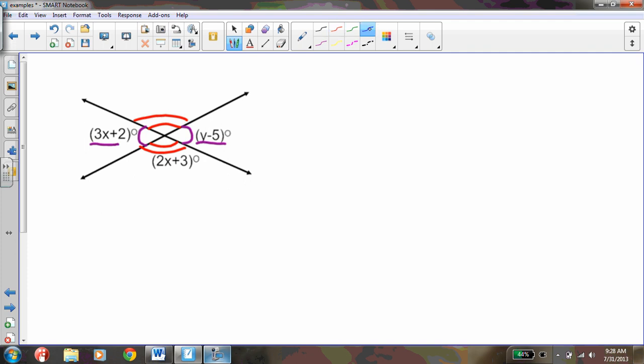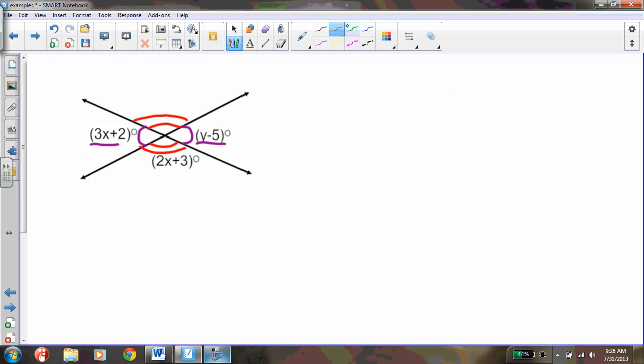Now, there are several different equations that I could set up. However, if I take the vertical angles and I say 3x plus 2 equals y minus 5, I can't solve that situation because I have put two variables in the same equation, which will not work for me. So I can't do that.